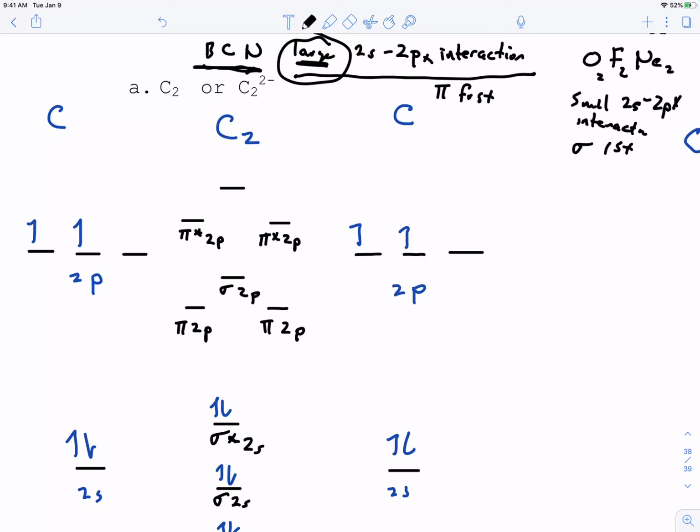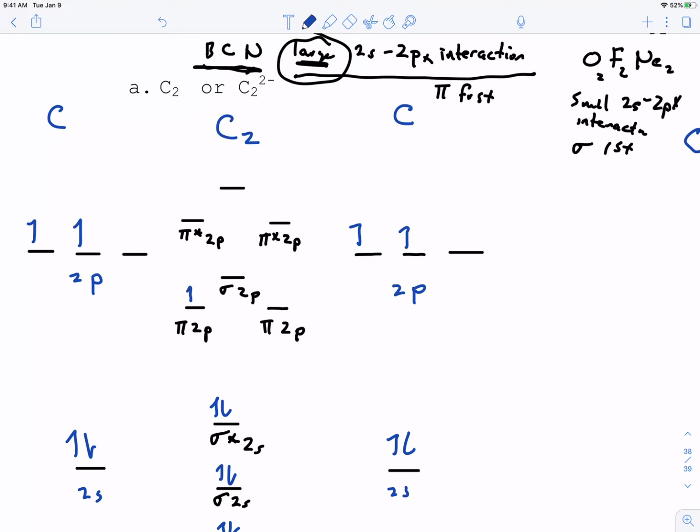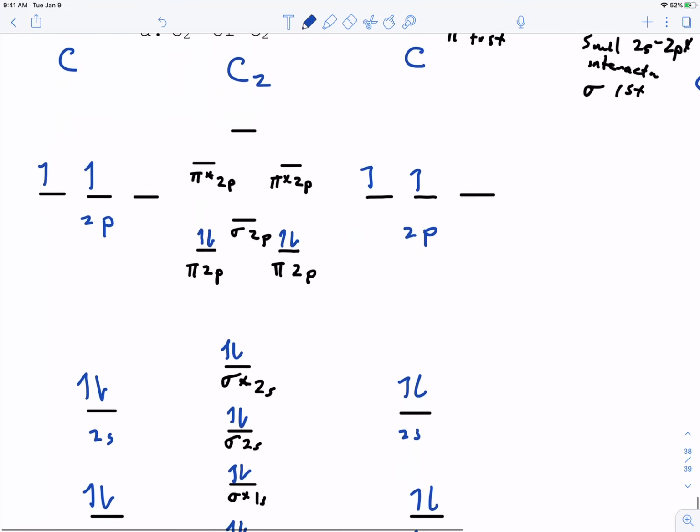Okay, so let's put these orbitals together. I've got 4 electrons to put in here. So 1, 2. Those are degenerate, so we half fill them first. Then 3, 4. So those are our electrons.